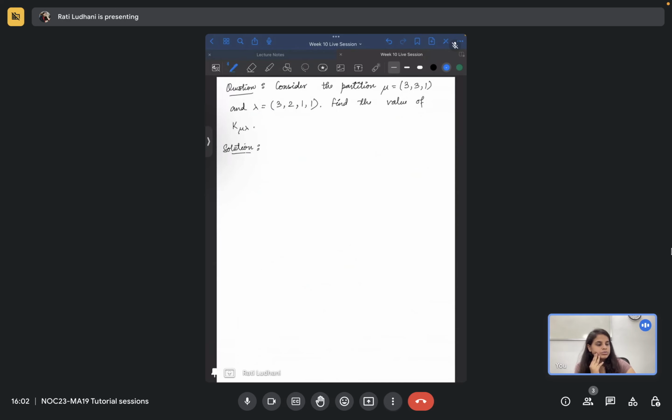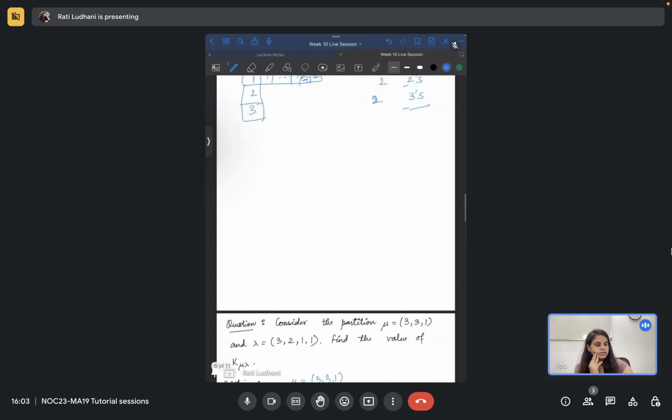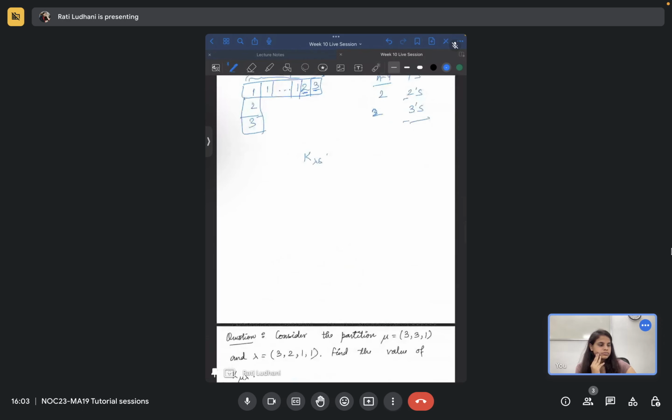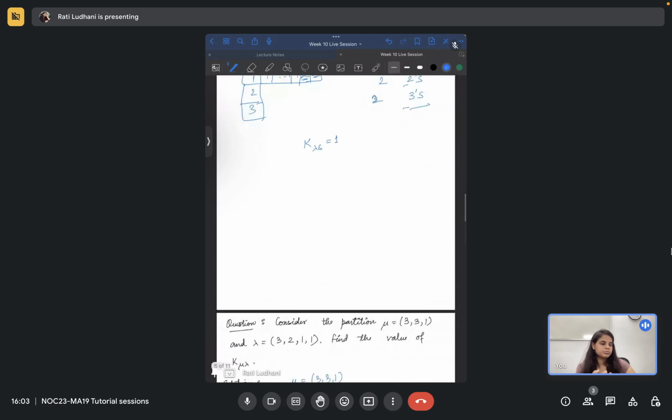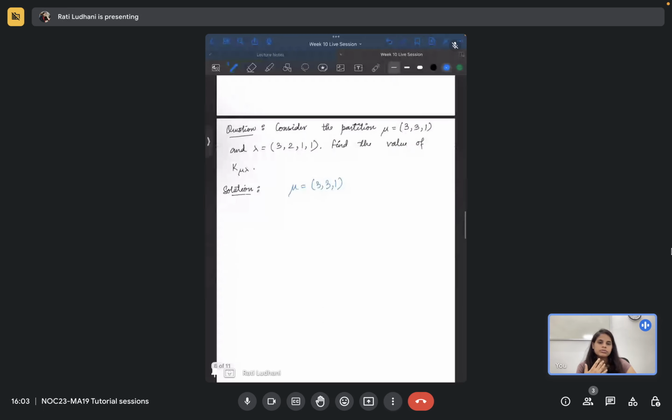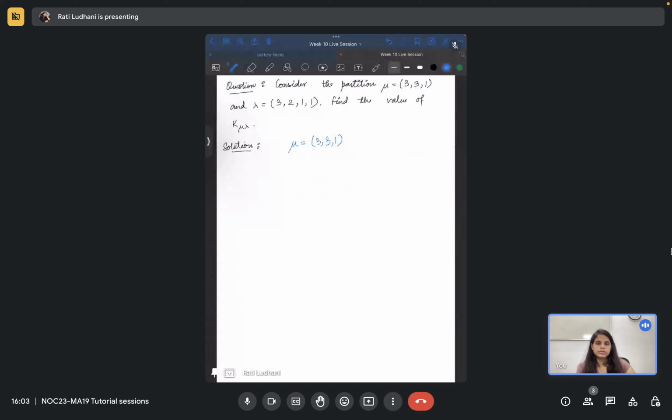Consider the partition mu (3, 3, 1). The number for this also, k lambda delta, is just 1. This is important to figure out, because this will actually give a Schur polynomial whenever you need to calculate. So it's good to learn this. If mu and lambda are this, consider the partition mu (3, 3, 1) and lambda equal to (3, 2, 1, 1). Then find the value of k mu lambda.